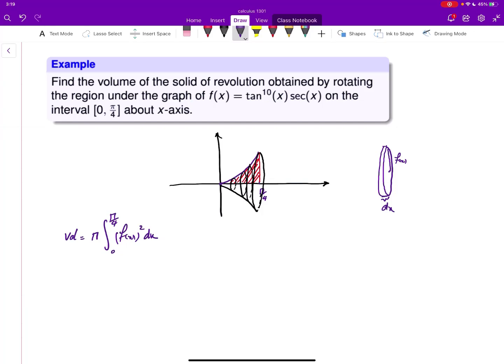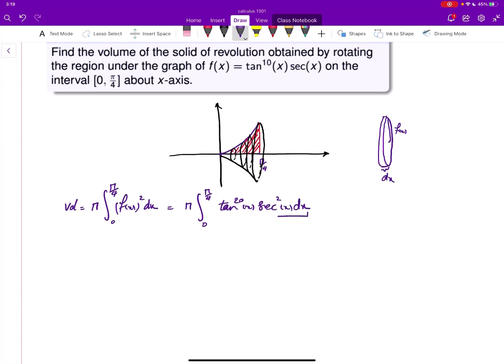Okay, so in this case we have pi integral from 0 to pi over 4 of tan to the power 10 squared, tan 20 x, times secant x squared. That is what we have. Okay, pi f of x squared dx.